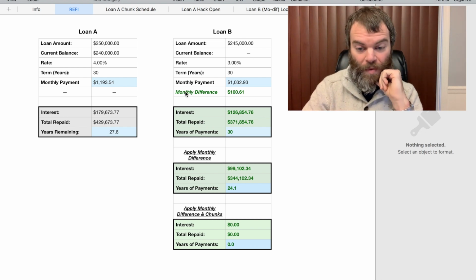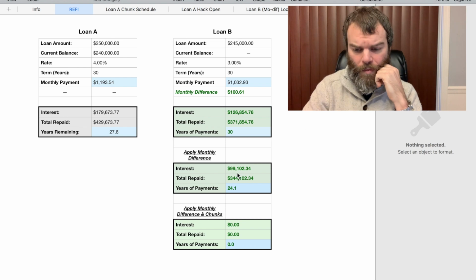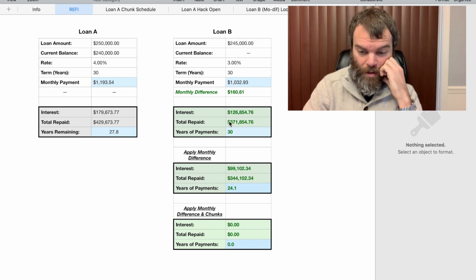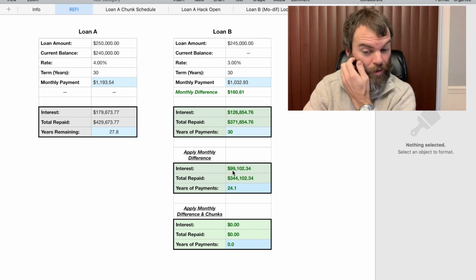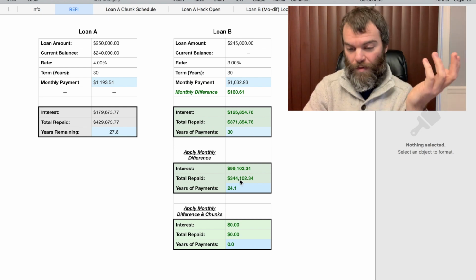If you continue to apply this monthly difference to your new mortgage at 3%, you will save a lot of money, because you're adding that $160 toward the principal each month. So interest here, you can compare this block to this one or this one. Your interest here is $99,000. So you can see you're even saving 27 grand there, just by adding the $160 a month. It affects the total repaid.